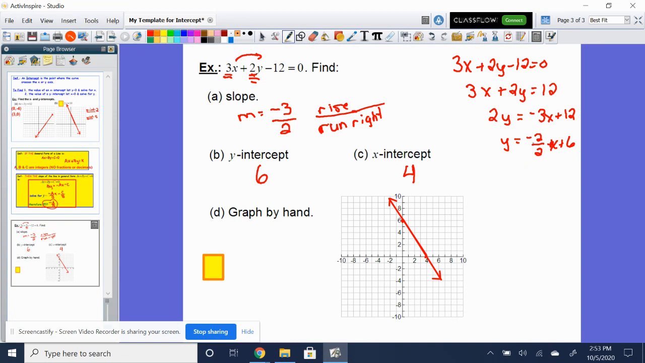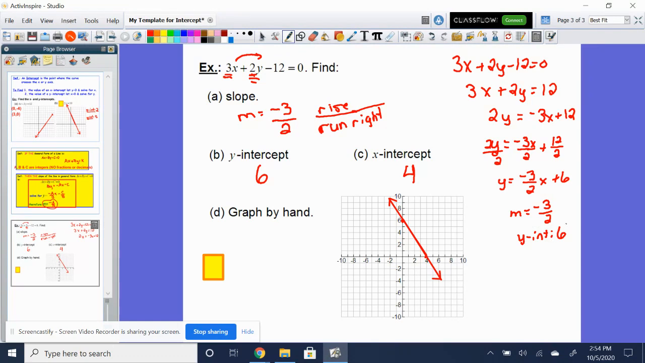And then we divide both sides by 2. And you have to divide every single part by 2. So that'll give you y equals negative 3/2 x plus 6. Now you can see that your slope is negative 3 over 2. Your y-intercept is 6. And you could graph it from there too.